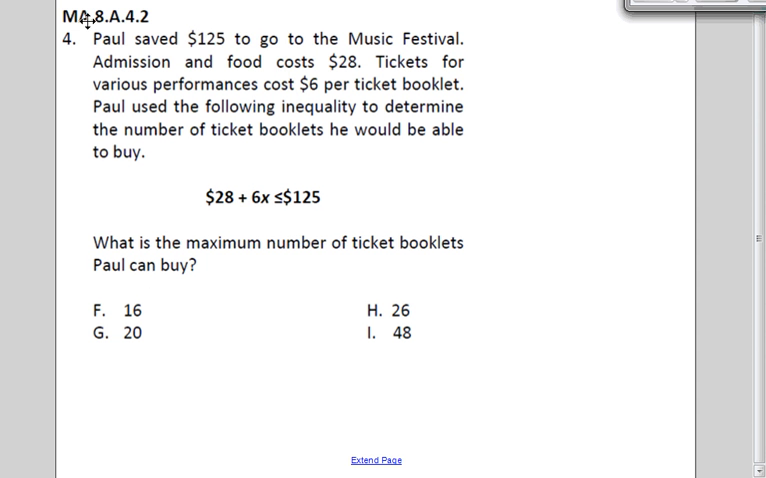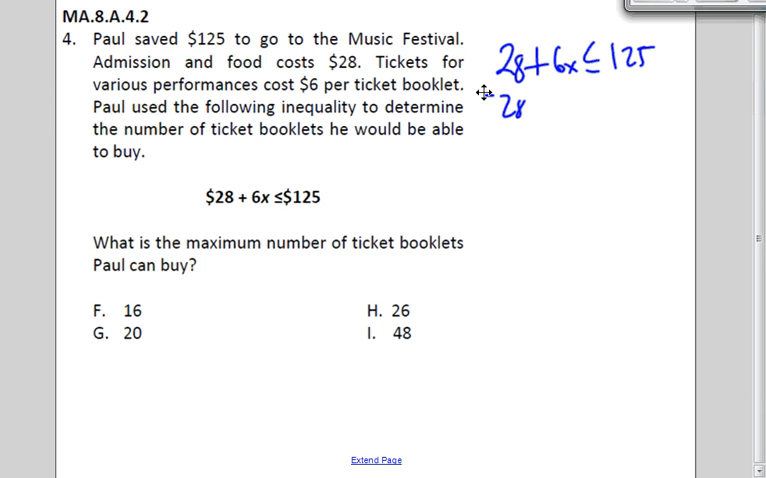Number 4, again: Paul saved $125 to go to the music festival. Admission and food cost $28. Tickets for various performances cost $6 per ticket booklet. And so he used the following inequality to find out how many ticket booklets he will be able to buy. So we're going to solve it by simply solving the inequality: 28 plus 6x less than or equal to 125.